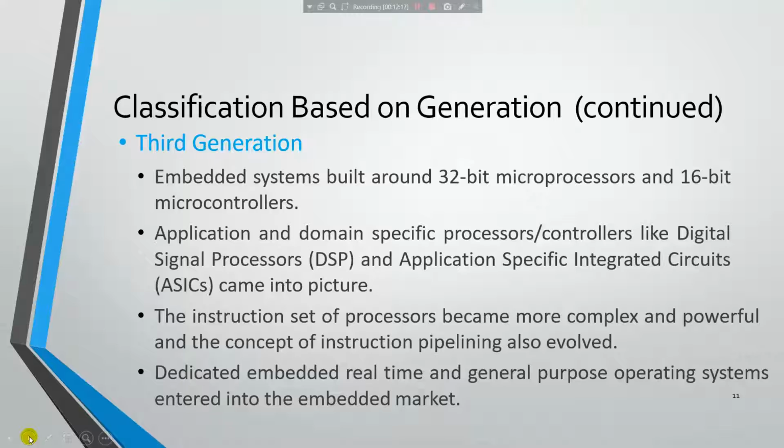The instruction set was very good. It was much more complex and powerful, able to do pipelining and many more operations. Many more inputs were calculated properly and put forward by the processor in a very short period of time. Dedicated embedded real-time and general purpose operating systems entered the market. So 32-bit was more stable compared to 8 and 16-bit.